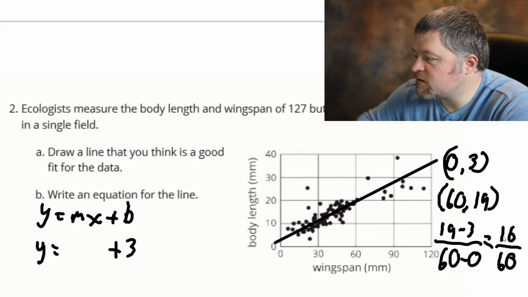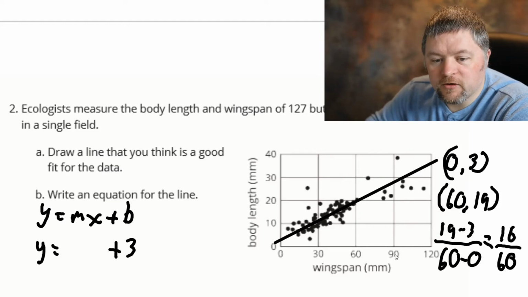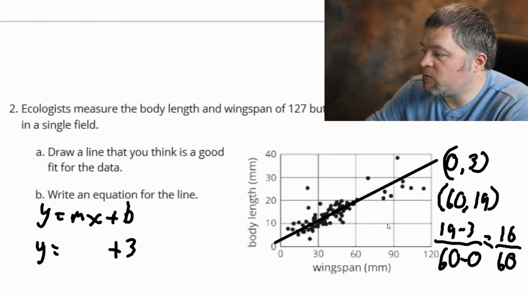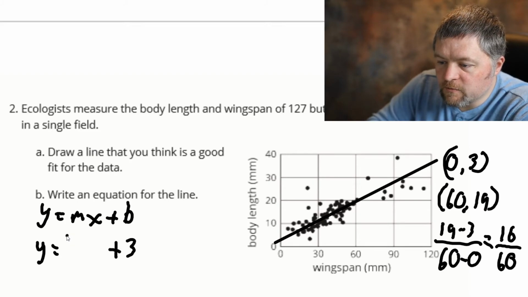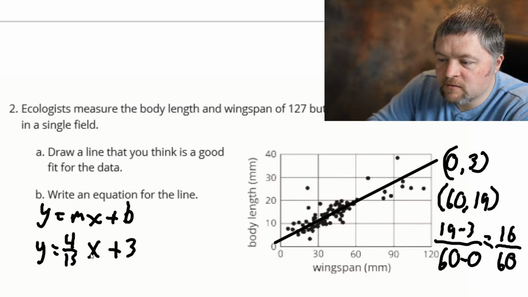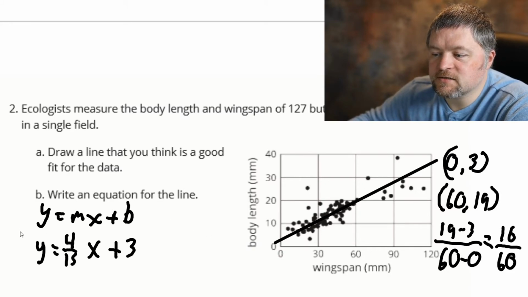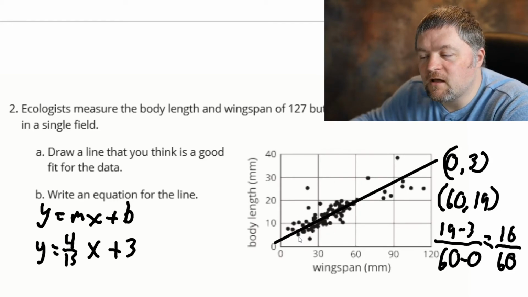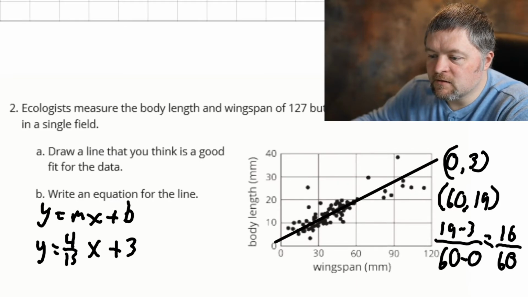Simplify that fraction a little bit. Both of those are even, so 8 over 30. Both of those are even, so 4 over 15. Our slope will be 4 over 15. There's our equation of the line: y equals 4/15 x plus 3. You could get a different line depending on how well you draw your line and interpret the points, but I got 4/15.